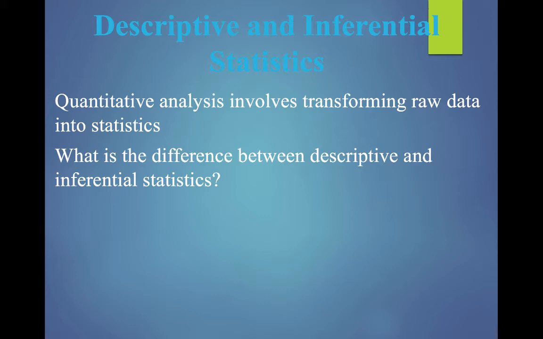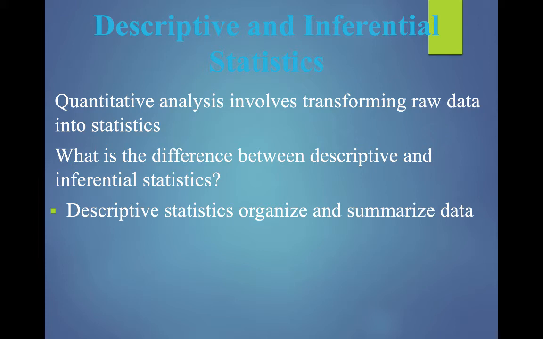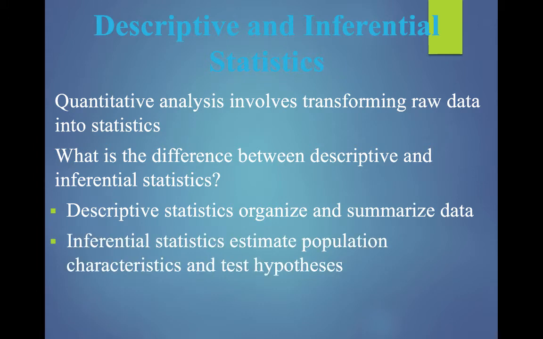So what's the difference between descriptive and inferential statistics? Well, descriptive statistics organize and summarize data. So they make data more intelligible, and this is typically seen in tables and other figures that are used to describe the characteristics of the population that is specific to the study in question. So descriptive statistics are statistical computations that describe either the characteristics of a sample or the relationship among variables in a sample. So descriptive statistics merely summarize a set of sample observations, while inferential statistics estimate population characteristics and also test those hypotheses that you have.